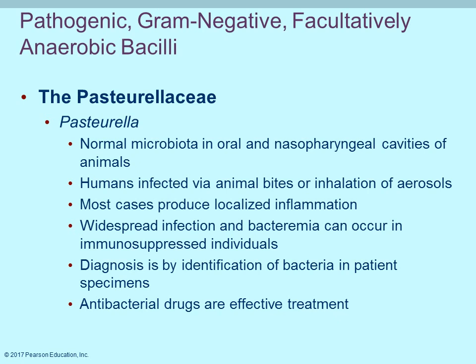Pasteurella is normally found in your oral cavity, the nasopharyngeal cavities. Humans are often infected by animal bites. You often get a localized inflammation. Somebody who's immunosuppressed will be more susceptible to the infection becoming more widespread, and if it gets in the blood, having bacteremia.